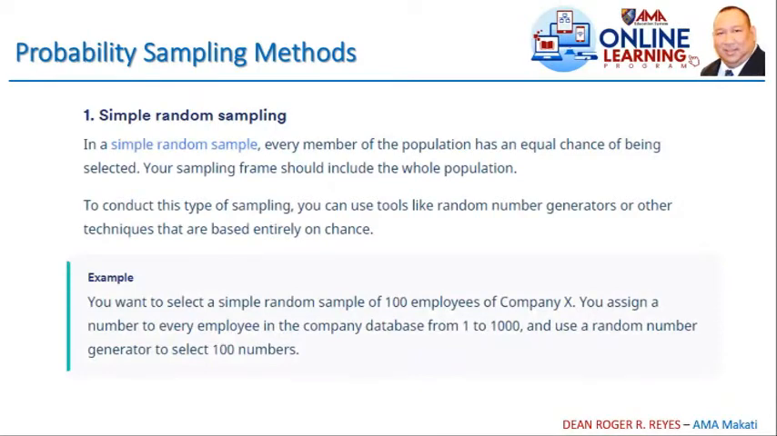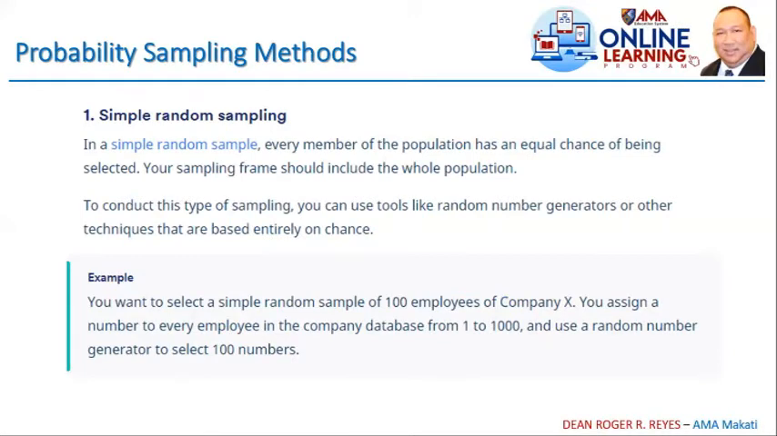In a simple random sample, every member of the population has an equal chance of being selected. So, the sampling frame should include the whole population. To conduct this type of sampling, you can use tools like random number generators or other techniques that are based entirely on chance.